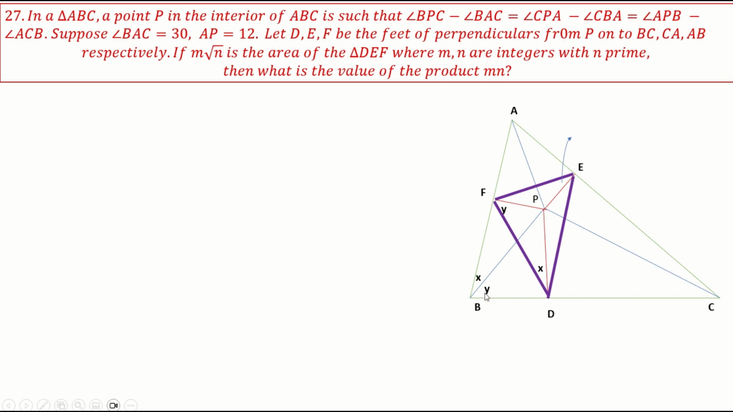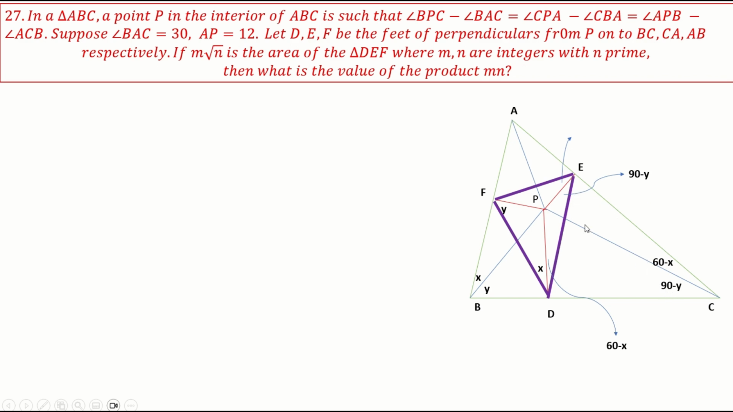Now, what are the things you know? This is x, this is y, this is 90. So in this triangle BPC, how much should this be? 90 minus y, correct? So this is 90 minus y. This is also 90 minus y, because this is also a cyclical quadrilateral here. This is 90 degrees. So this is also a cyclical quadrilateral, so these angles are equal.